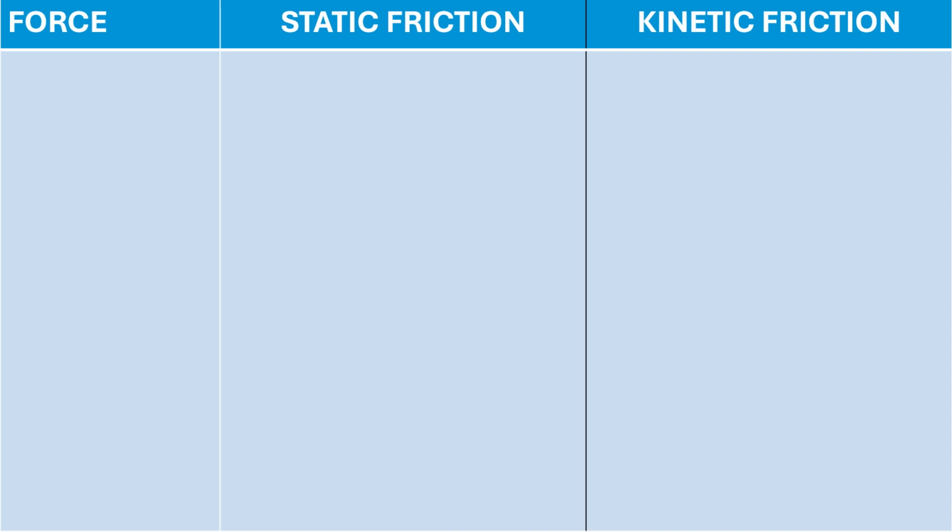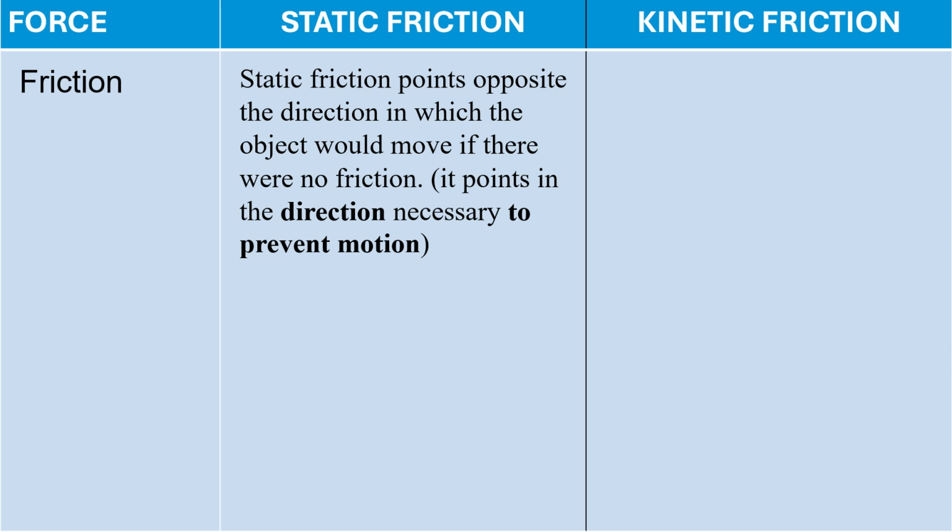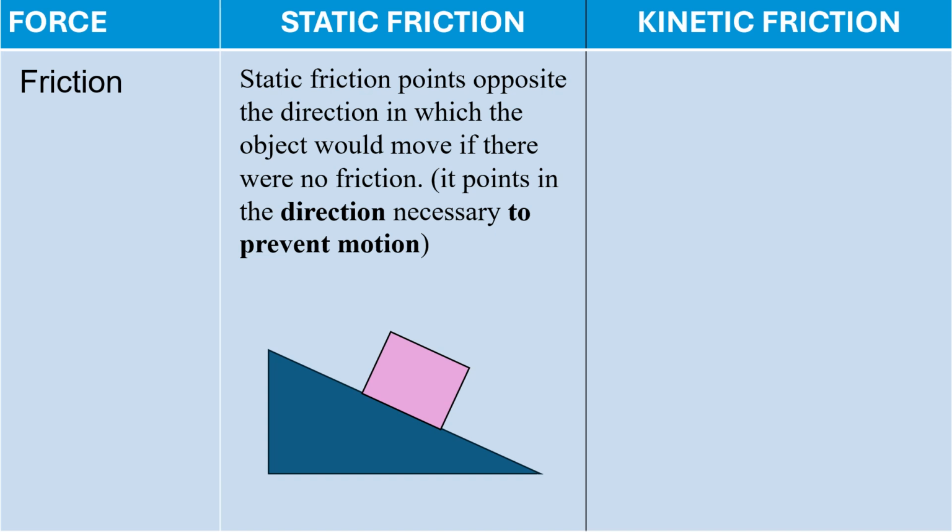Static friction stops things from starting to move. To find its direction, imagine where the object would go if there was no friction. Static friction goes the opposite way. The agent for static friction is the rough surface that prevents the object from moving. This picture shows static friction. The arrow shows the force stopping the object from moving.